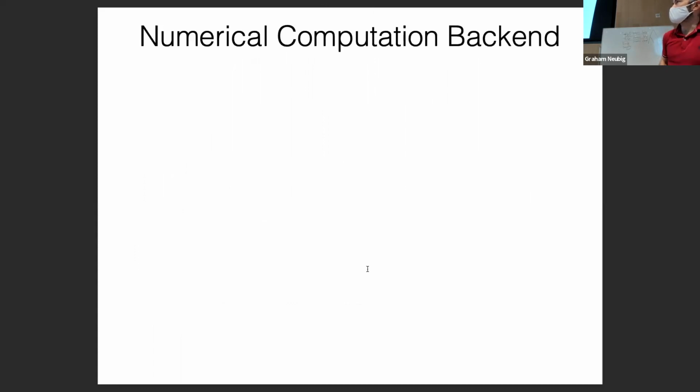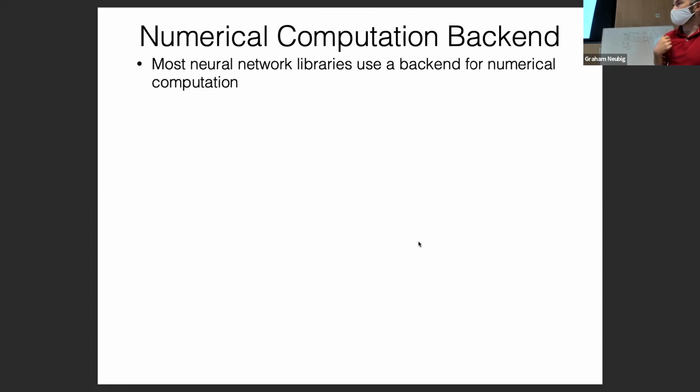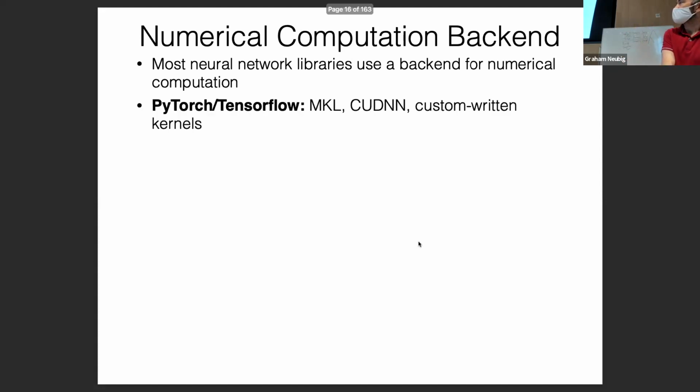In any neural network toolkit that we want to use, we will have a numerical computational backend. If you remember, neural networks are basically things that make big computations out of a bunch of small computations, and the numerical computation backend is the thing that will execute these elementary computations for us. For example, PyTorch and TensorFlow use things like MKL, cuDNN, and custom written kernels. The reason is that these things execute very quickly. They are very efficient and can blow through really large operations.